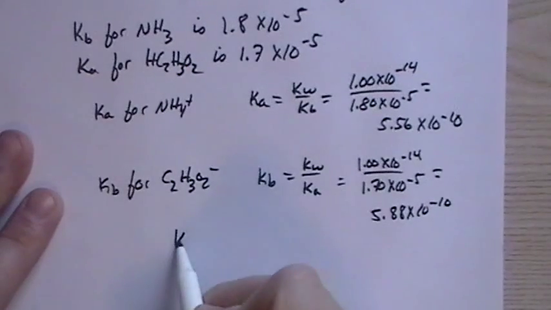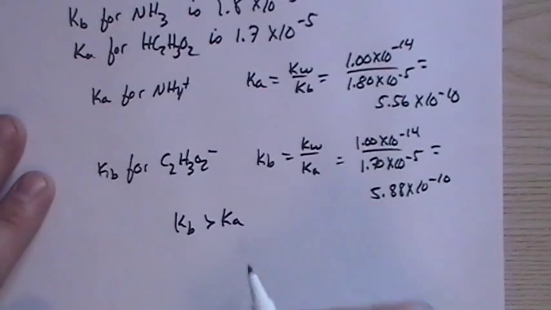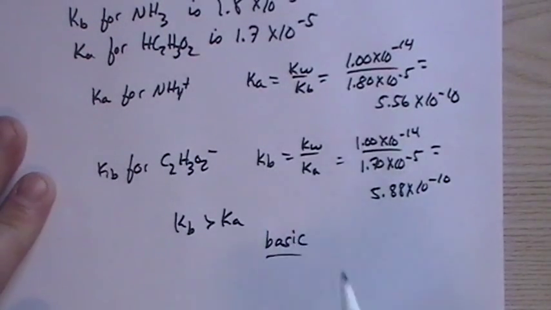Now we can see that Kb is slightly higher than Ka, and that's all we need. So this means that the solution must be basic.